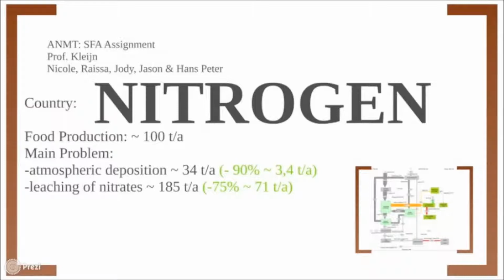The country's main problems concerning nitrogen are the high atmospheric deposition at 34 tons per annum and the leaching of nitrates at 185 tons per annum. We need to reduce the amount of atmospheric deposition by 90% and the leaching of nitrates by 75%.